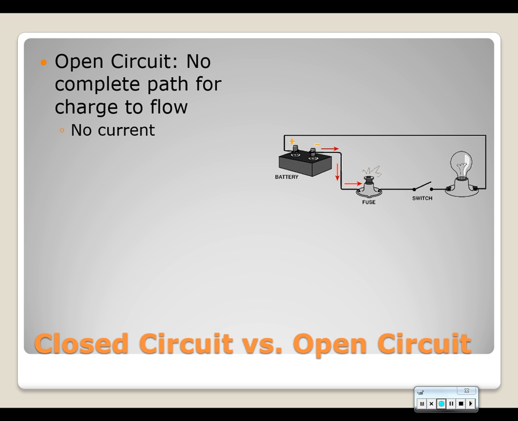So open circuits have no current. And then whatever is in the circuit, like this light bulb, doesn't work, because the light bulb has to take potential energy and turn it into other stuff. If it's not getting charges that have potential energy, it won't be able to turn it into the other stuff.